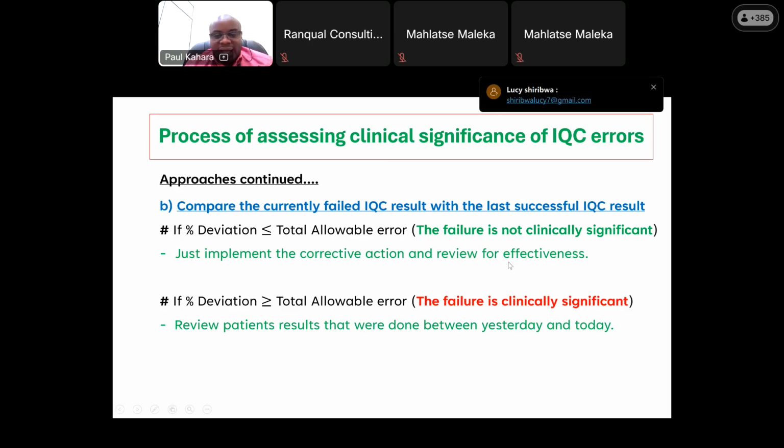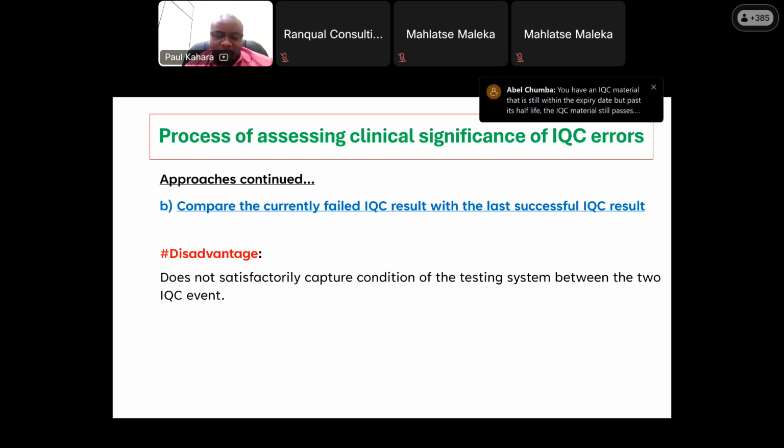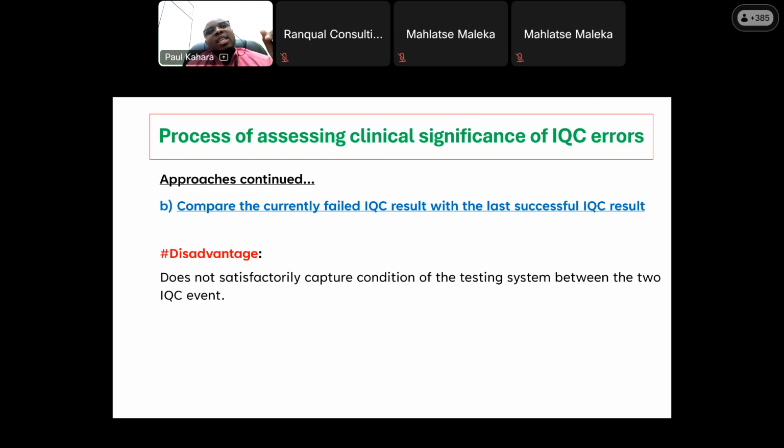But again, these methods may or may not be completely okay. It may not be relied upon all the time. Because remember, we are just comparing the IQC that we did today and what we did yesterday. You see, yesterday in the morning, today in the morning. How about during the day and at night? So it does not satisfactorily capture the condition of our testing system between the two IQC events. That's the only challenge with that method. But it can always give us an indication.